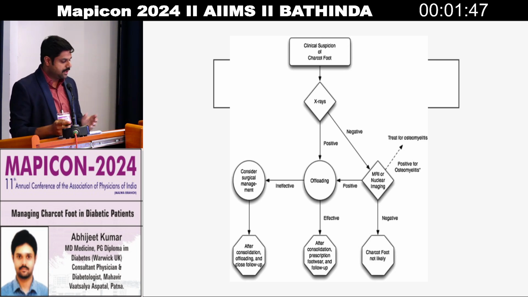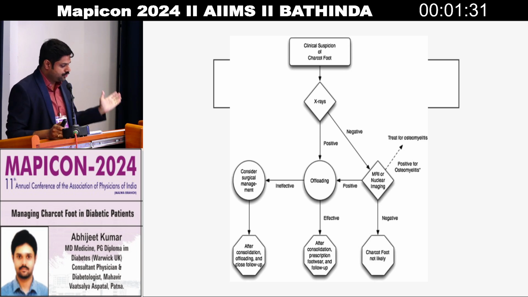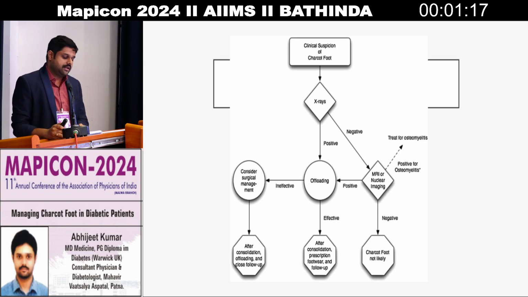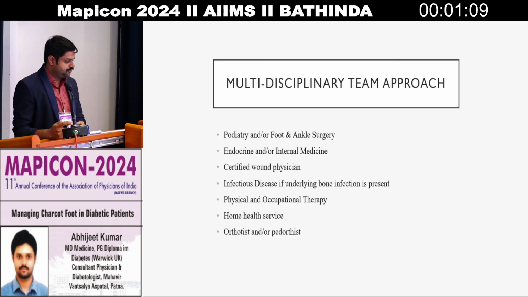So this algorithm sums up how we should manage Charcot foot. First, we have to do an X-ray, and if it is positive, we go for offloading and redistribute the weight bearing through total contact cast or removable Walker braces. But if this is ineffective, we have to go towards the surgical management. Proper footwear has to be advised to the patient after the total contact cast has been removed. MRI or nuclear imaging should be carried out if the X-ray is negative, and osteomyelitis must be treated. However, if the MRI or nuclear imaging are negative, we have less chance of it being a Charcot foot.